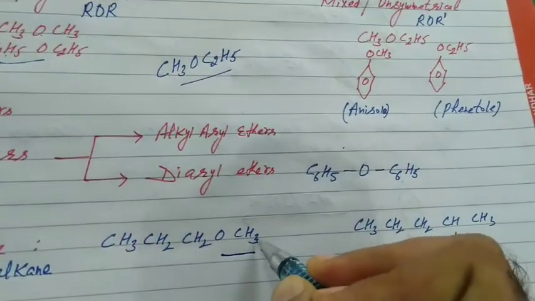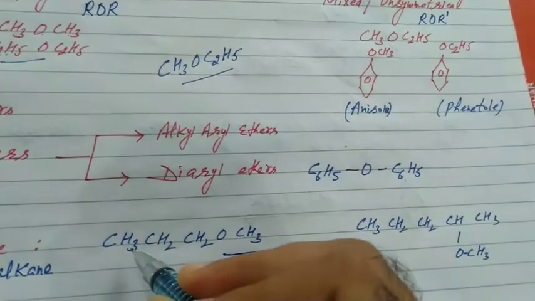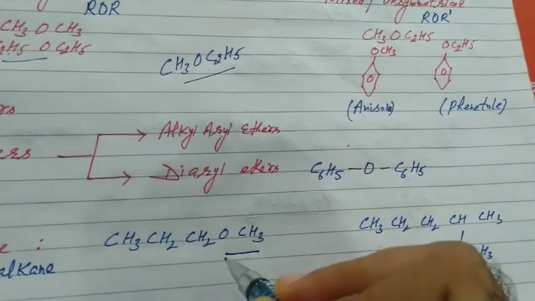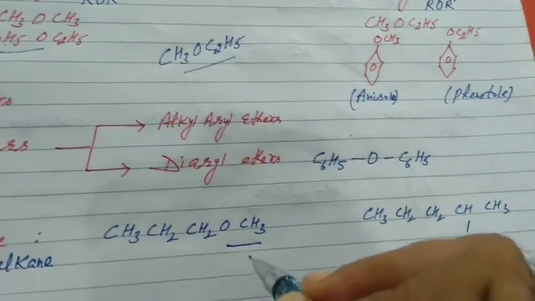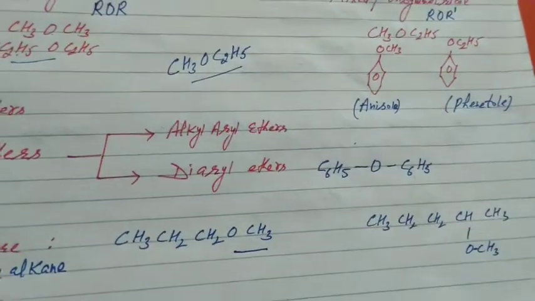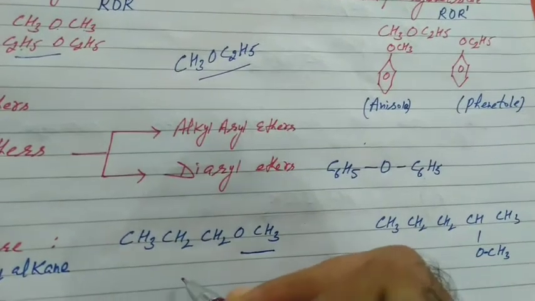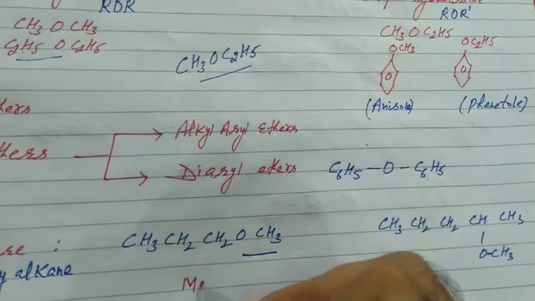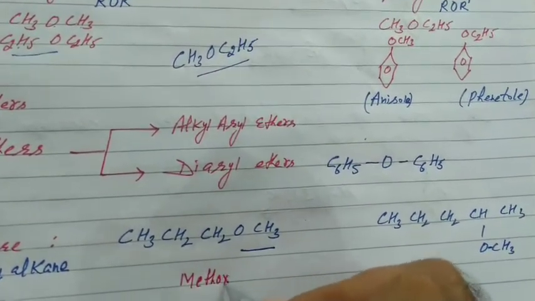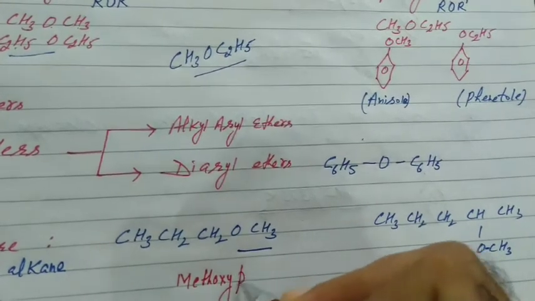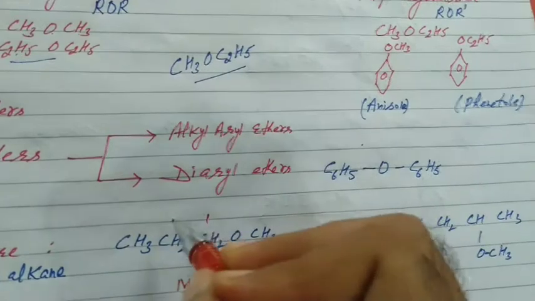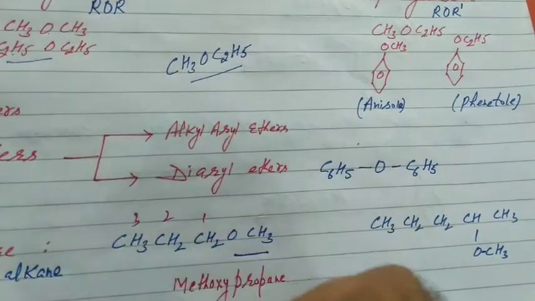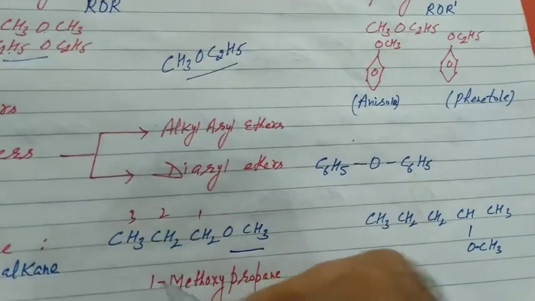Friends, one end contains one carbon and the other end contains three. The substituent will be the side containing fewer carbon atoms. Now its name is methoxypropane, alkoxyalkane. Methoxypropane. You may say that's the parent chain 1, 2, 3, 1-methoxypropane.